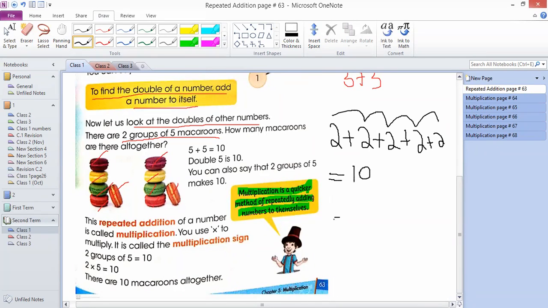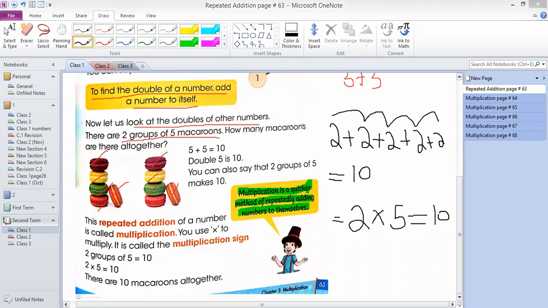Or simply you can do it with the help of multiplication, because this is repeated addition, you add 2 five times. There are 2 biscuits in one plate, and such 5 plates are there. So 2 multiplied by 5 will also give you 10. So repeated addition of a number is called multiplication. Up to here, everything is clear, guys? Yes, sir.